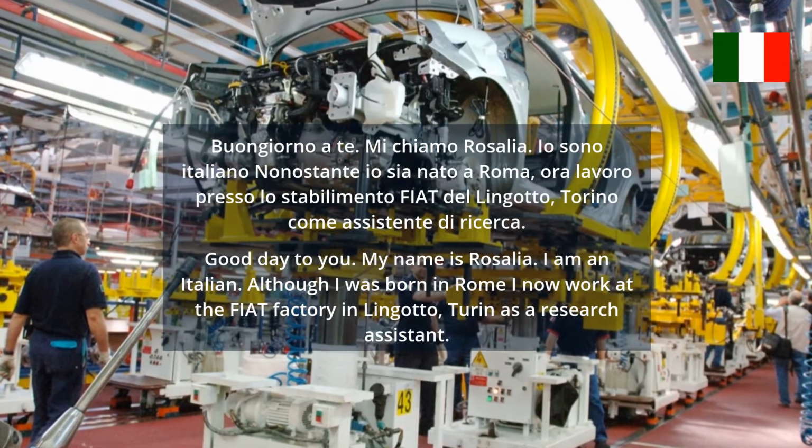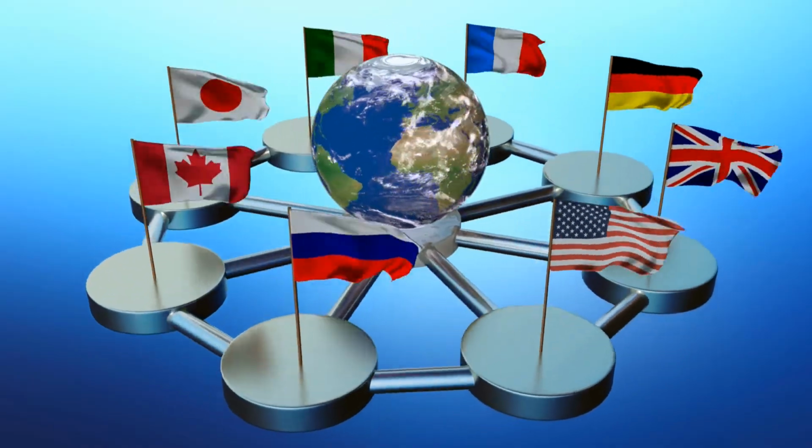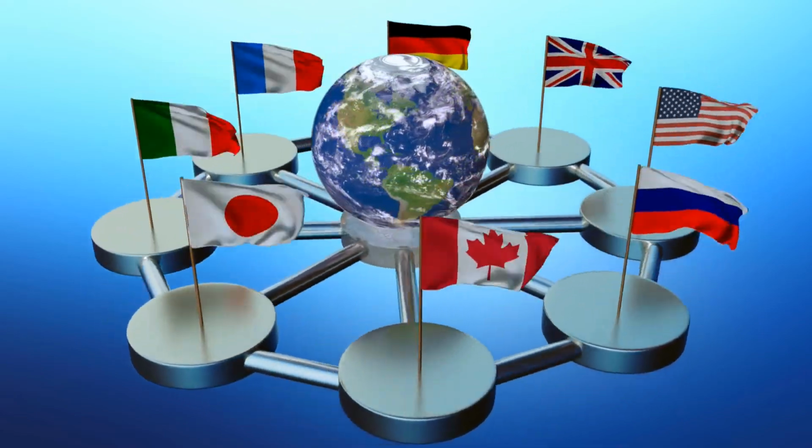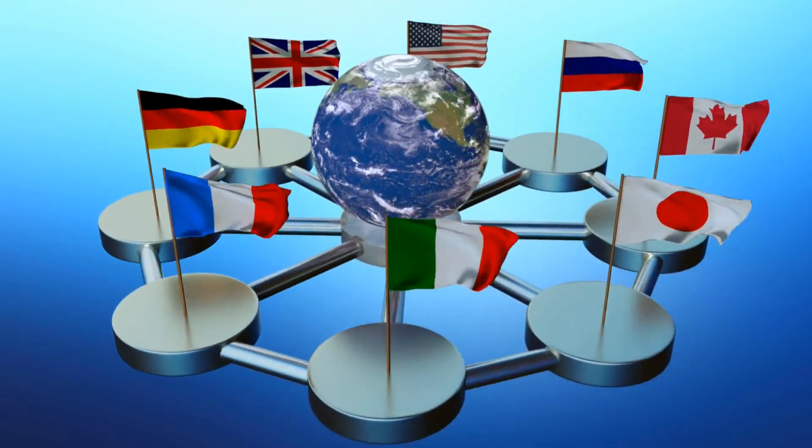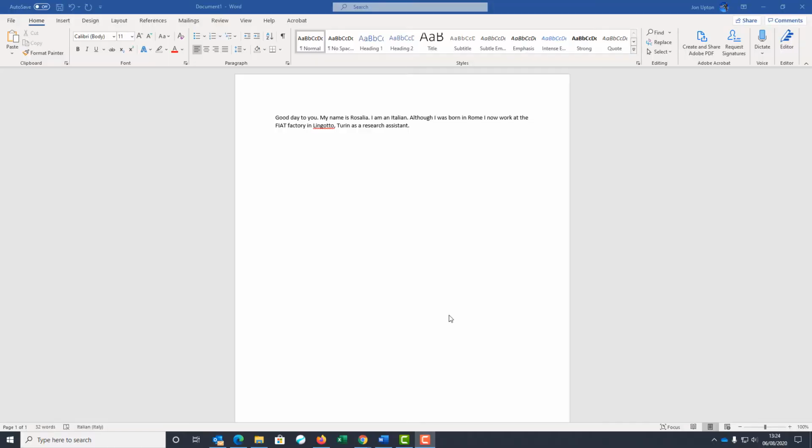So what we're going to do now is look at how I created the last scene, the Italian scene. Okay, so the first thing I did was write down the words that I wanted to be said in the scene as the voiceover. So we have good day to you, my name is Rosalia, I am an Italian. Although I was born in Rome, I now work at the Fiat factory in Lingotto, Turin as a research assistant.